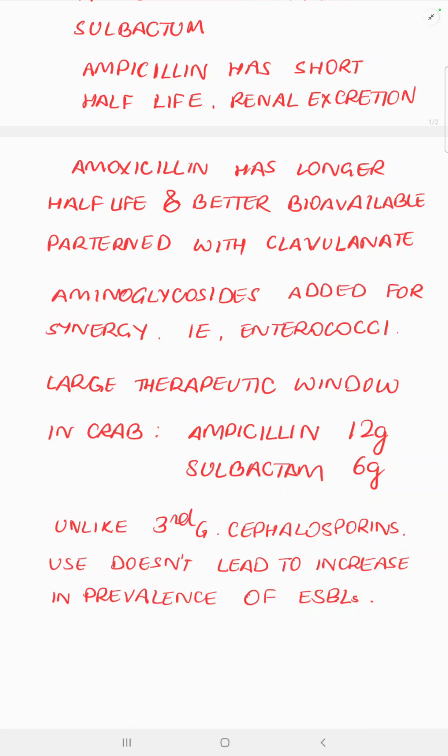Also, we will see re-emergence of certain strains which are resistant to newer antibiotics, and maybe these older generation antibiotics may show some activity against them. So we will be using ampicillin and amoxicillin in select indications, and maybe these indications broaden up with time.